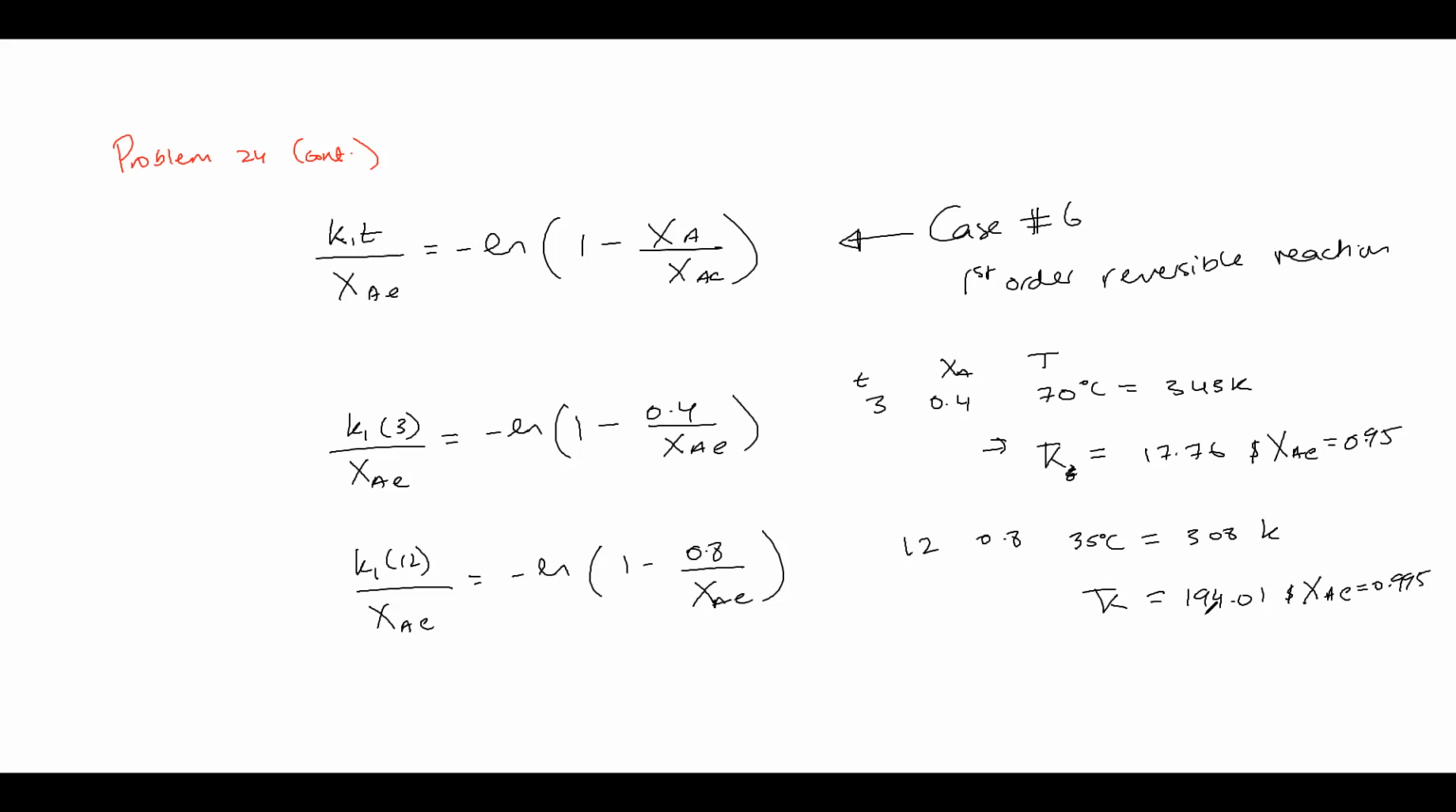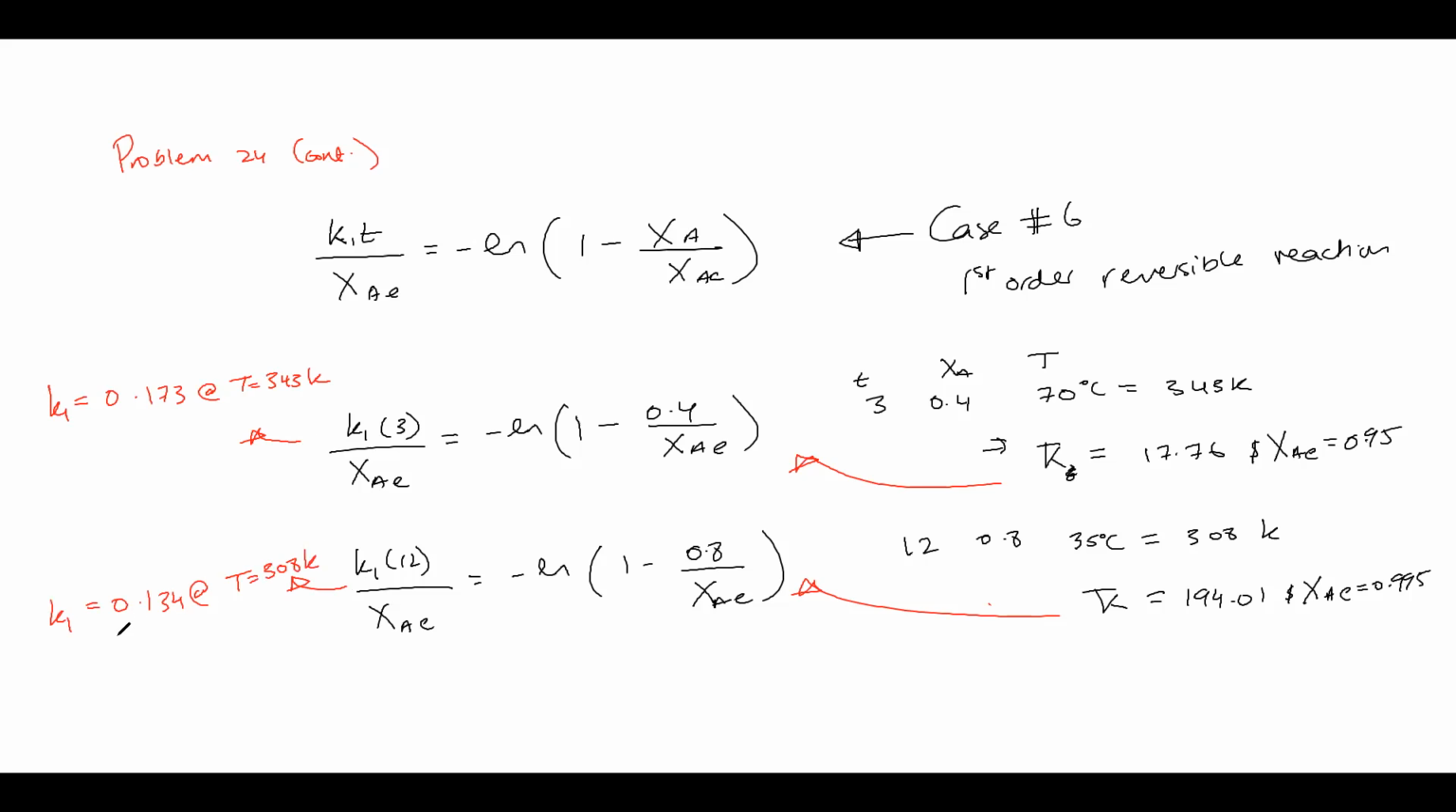And now, if I plug this XAE here, I can get K1 at the first temperature, I can get K2 at the second temperature. So if I plug these two in here, I'm going to get basically K1 is equal to 0.173 at 343 Kelvin, and then for this one here, I'm going to get K1 to be equal to 0.134 at temperature equal to 308 Kelvin.